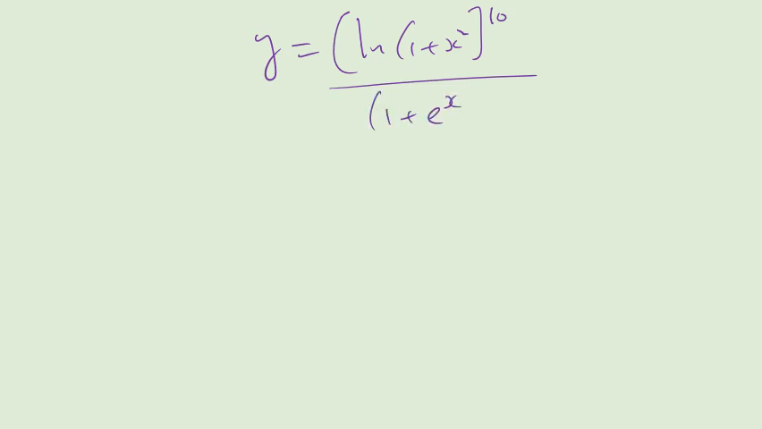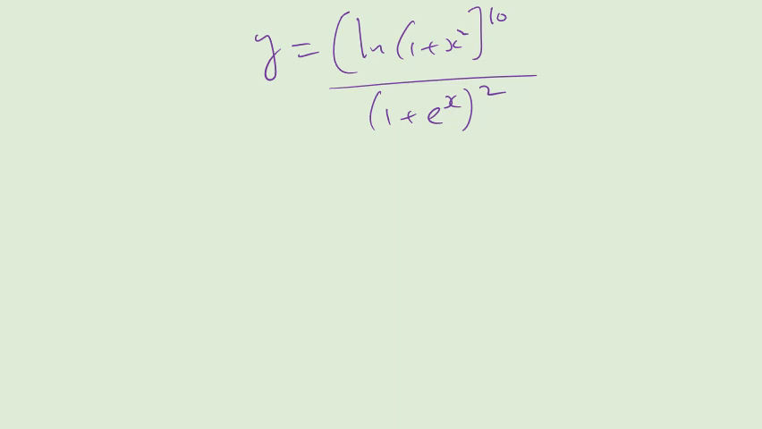Anyway, now let's take another one. Which sort of questions would you like to see? Well, we could have, watch this, 1 plus x squared, all raised to the power 10, all over 1 plus e to the x, all squared. So you can see things are a bit hectic here. It's ln of 1 plus x squared to the power 10, all over 1 plus e to the x, all squared.